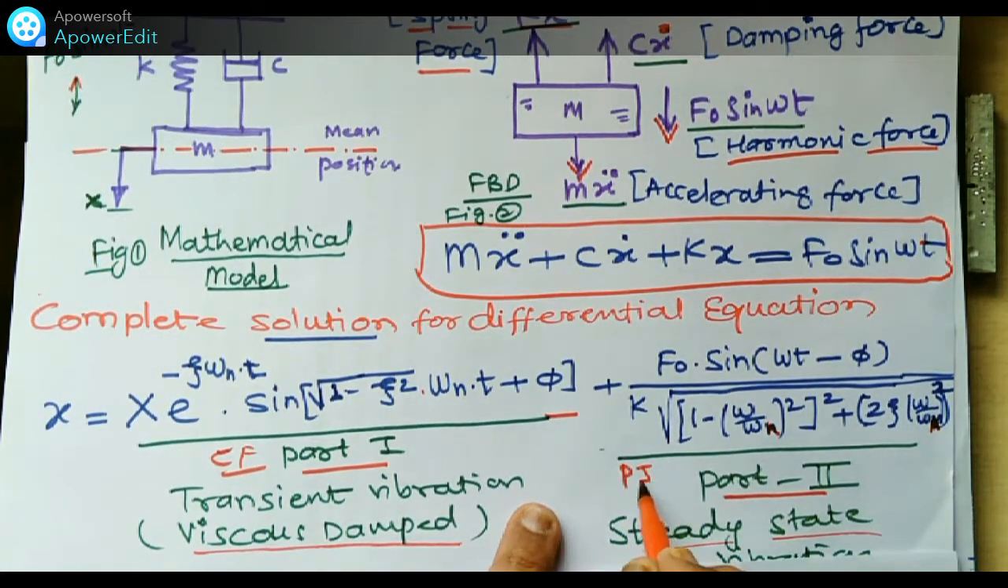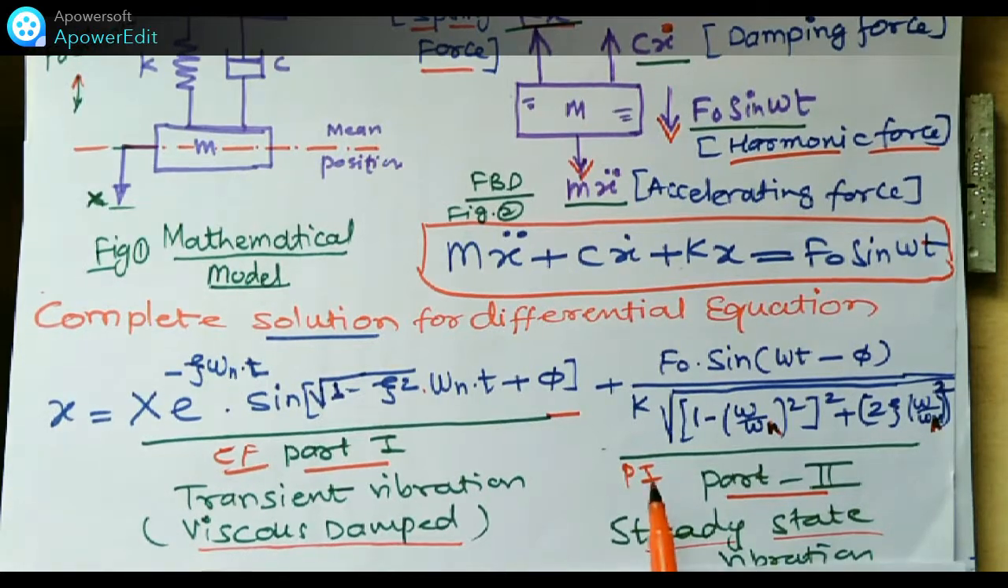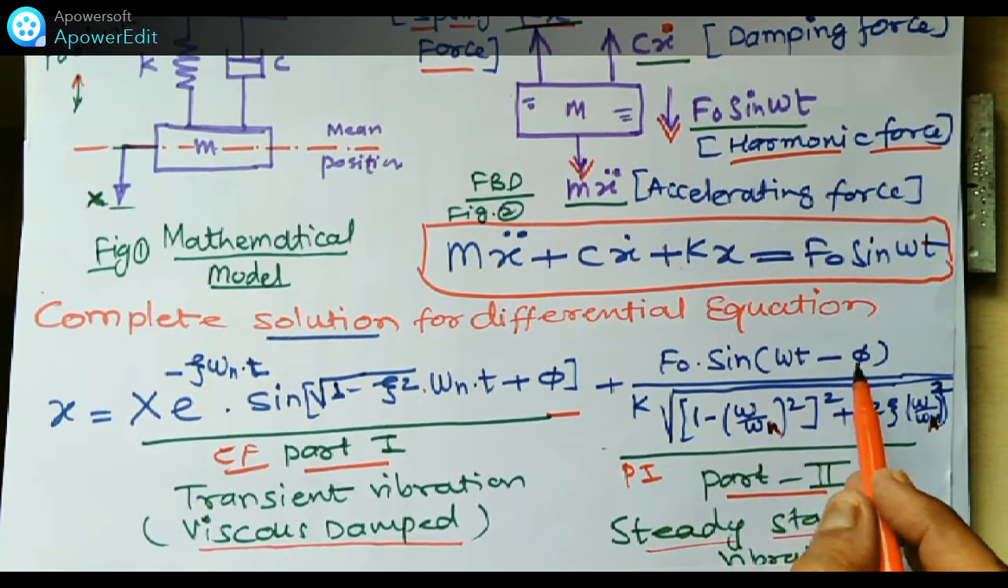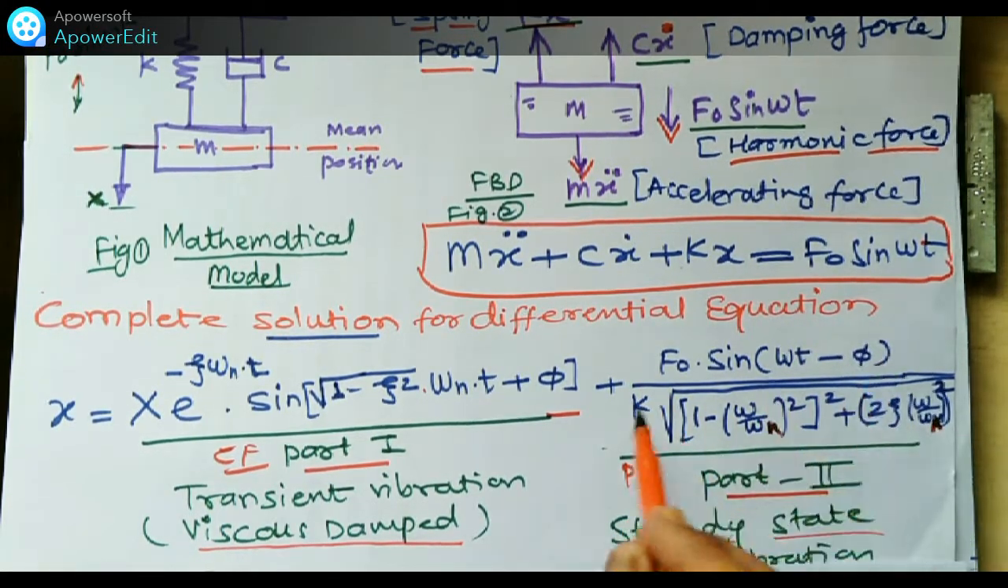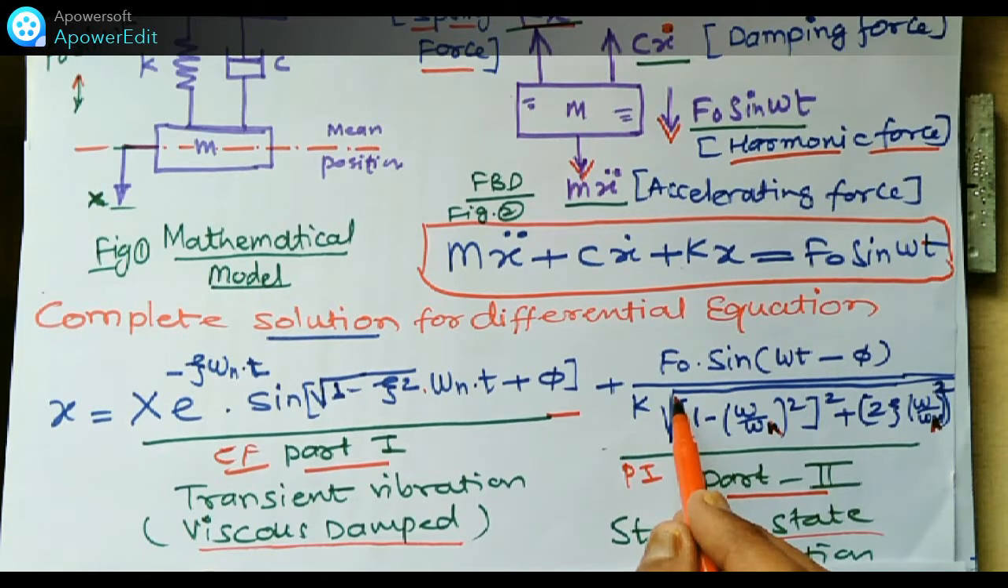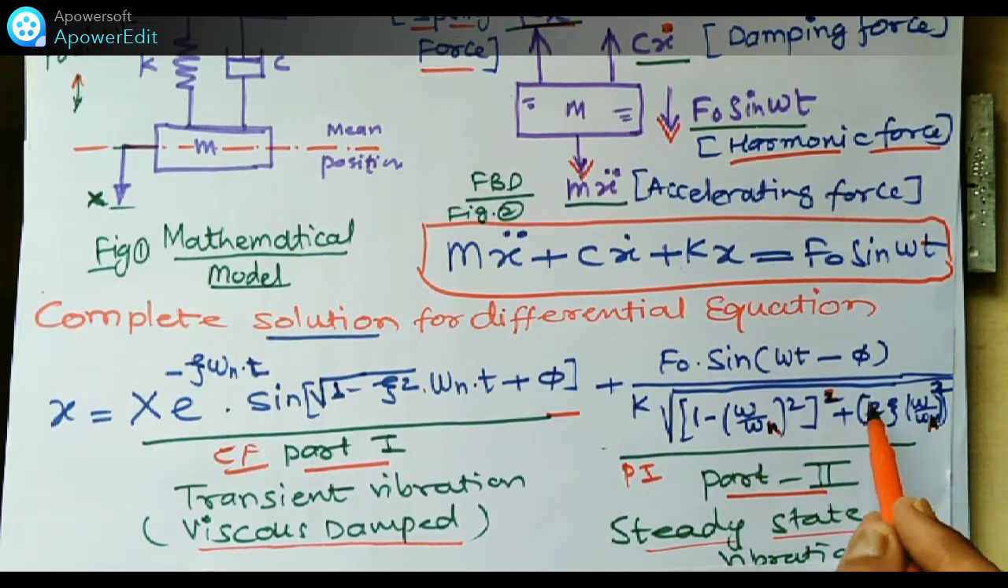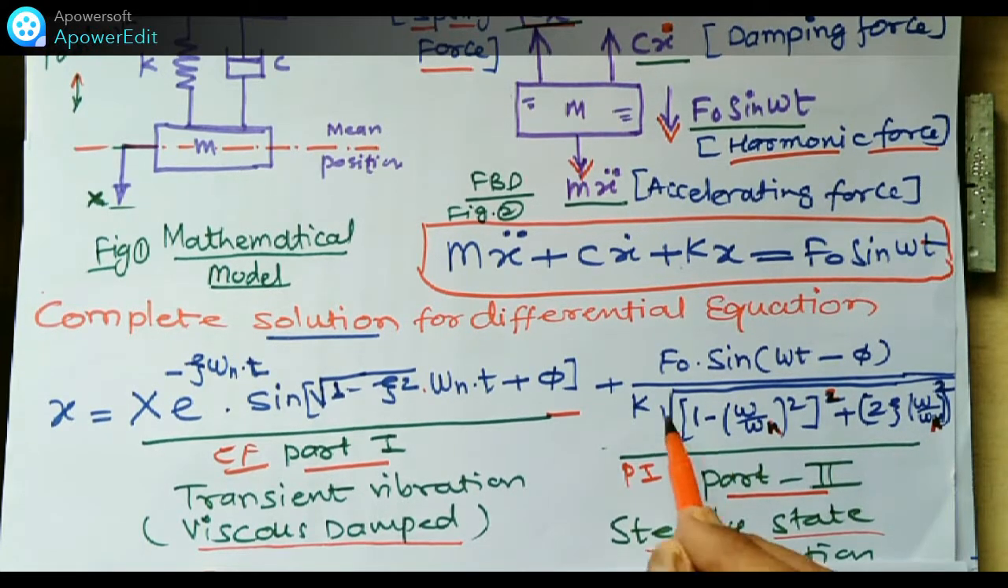So the particular integral solution is like this: F0 sin of omega t minus phi, divided in the denominator by k into the square root of the sum of two terms: 1 minus omega by omega n whole square, all squared, plus the second bracket, 2 zeta omega by omega n, also squared.